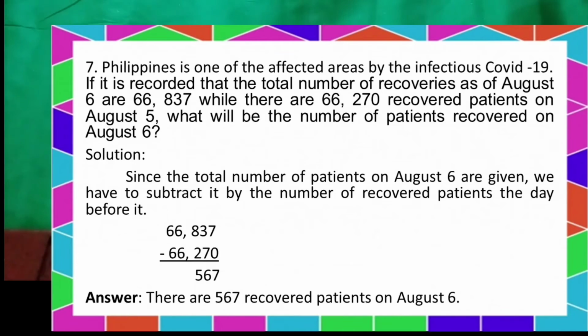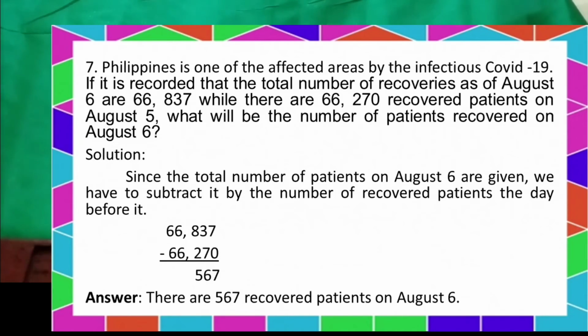Let's have example number 7. I will post the question here. So, the Philippines is one of the areas affected by the infectious COVID-19. It is recorded that the total number of recoveries as of August 6 is 66,837, while there are 66,270 recovered patients on August 5. The question is, what will be the number of patients recovered on August 6?